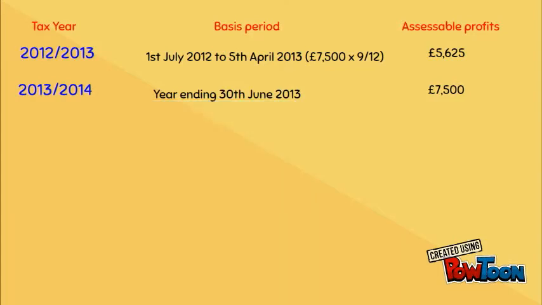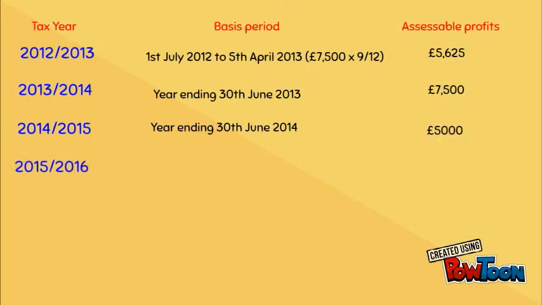In the year ending 30th of June 2014, Wayne and Jane have an individual assessable profit of £7,000. In 2014, it is £7,500.